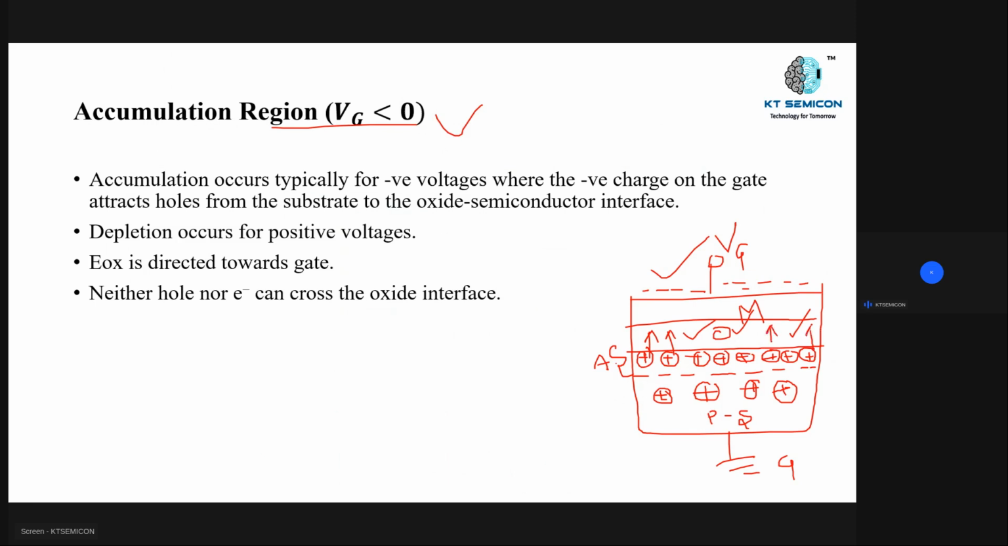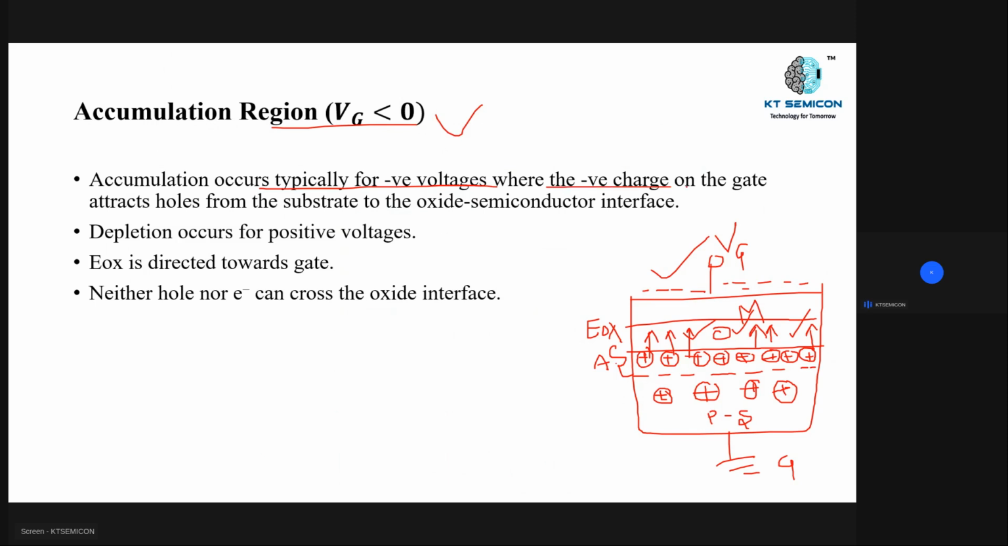So my electric field is in the direction of the electric field of the oxide layer. Always, the electric field travels from positive to negative direction. That's why my electric field is directed towards the gate. Understand? So accumulation occurs typically for negative voltage.